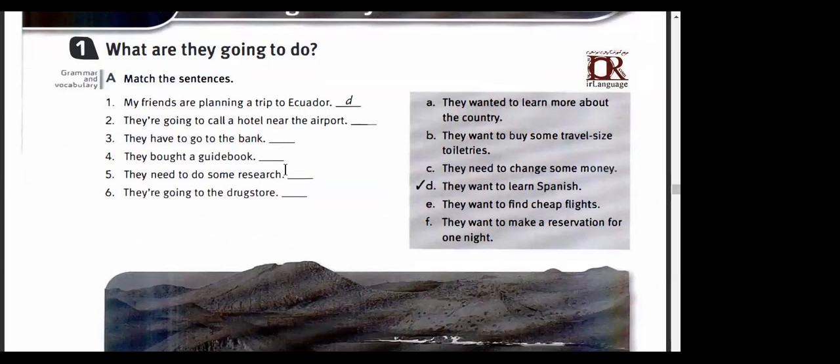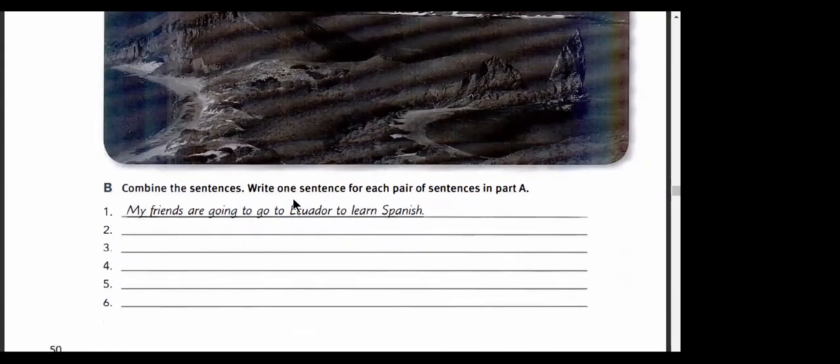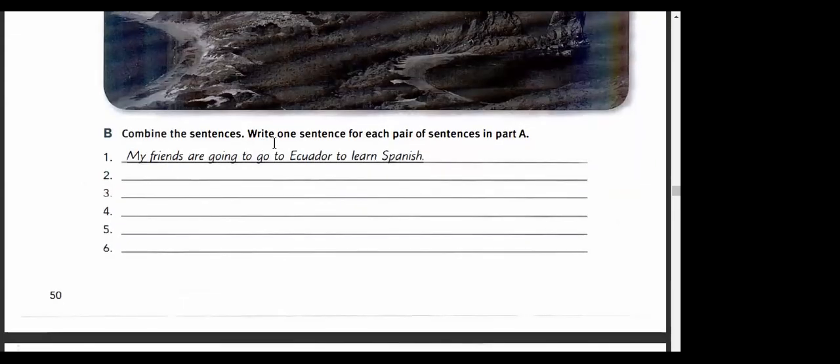Very good. Next. Wow, that's a nice picture. Combine the sentences and write one sentence for each pair of sentences in part A. My friends are going to Ecuador to learn Spanish. What about number two?